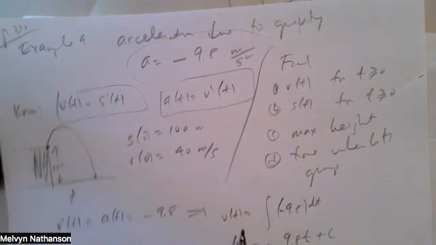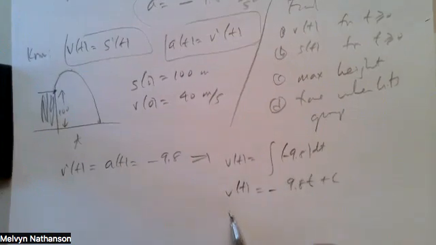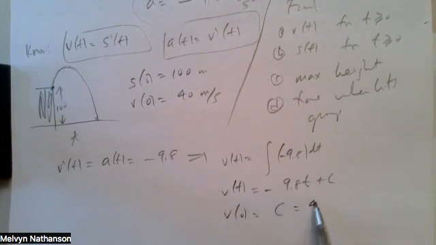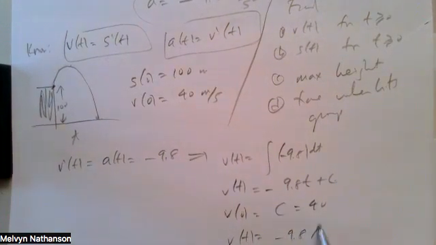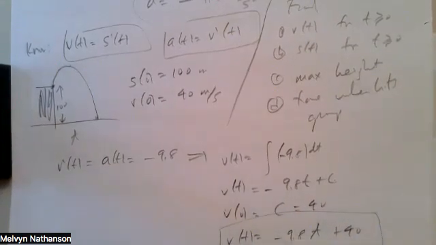And what is the constant? Well, v of 0 is c, but we're told that v at time 0, the initial velocity, is 40. The constant is 40. So for our problem, the velocity v of t at any time is minus 9.8t plus 40.